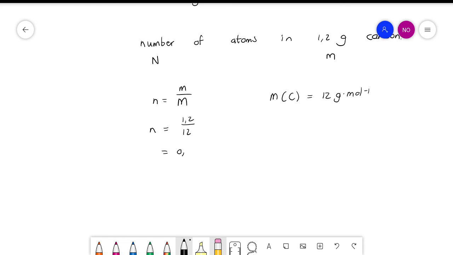Wat beteken, as ek 'n bakkie het, and it weighs 1,2 gram.